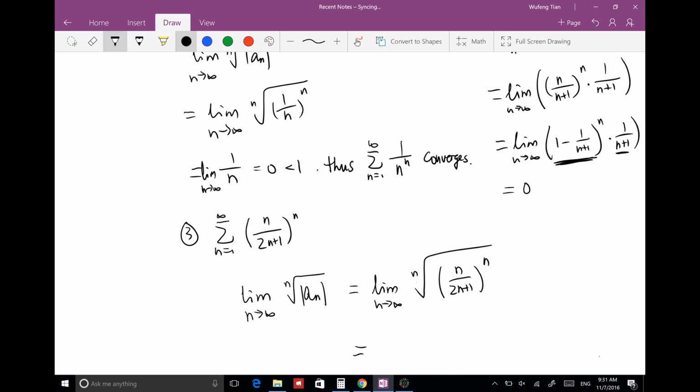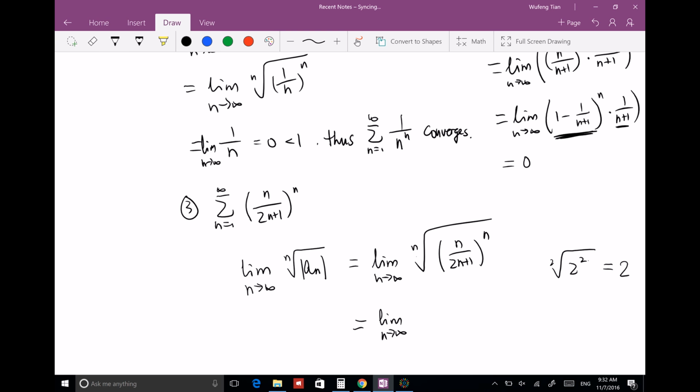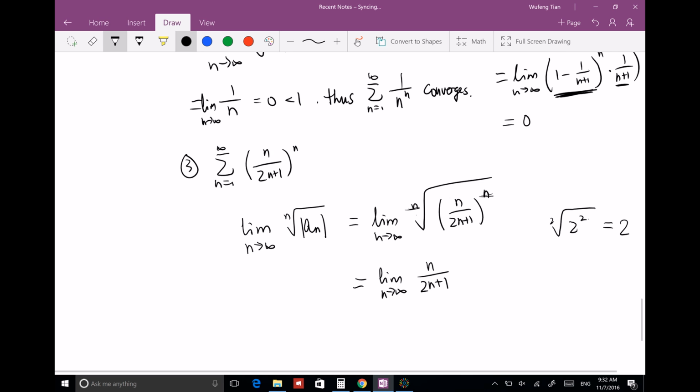Okay, so this is the nth root, this is the nth power. Because this is a root and the root cancels out, right? And then what is the limit as n goes to infinity? We can use L'Hôpital's rule for n over 2n plus 1. Yeah, this 2 canceled out, right? So what is the final answer? 1 over 2, which is less than 1.